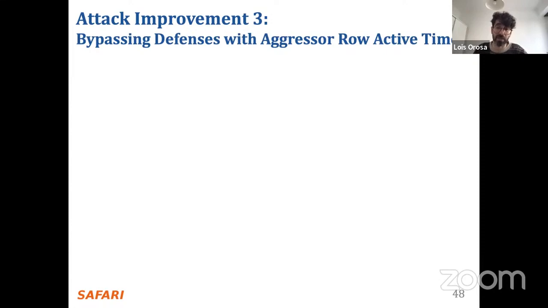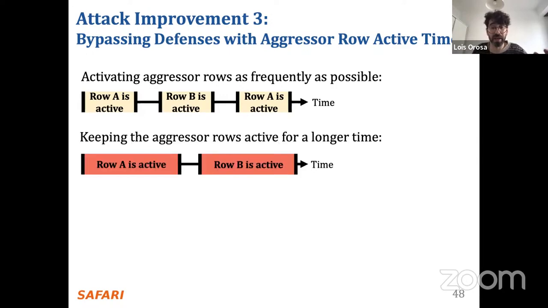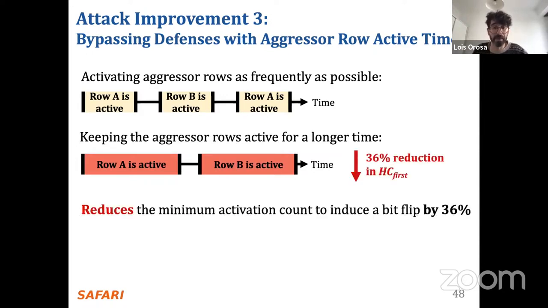In the third example, an attacker can leverage the effect of aggressor row active time. In this scenario, instead of activating the aggressor row as frequently as possible, the attacker can keep the aggressor row active for a longer time. Based on our analysis, HC_first reduces by 36% on average with the proposed access pattern. With this reduction, an attacker can bypass RowHammer defenses that do not account for this reduction.